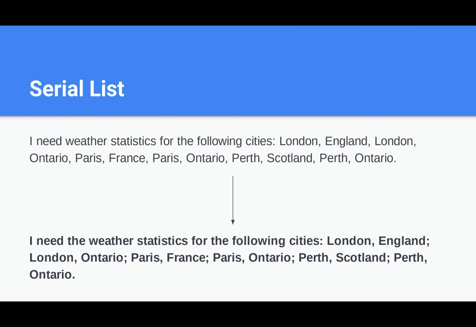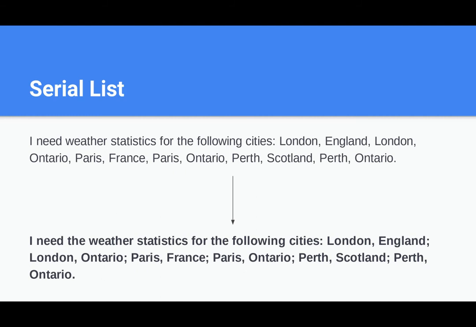So that's what the semicolons do. So if you look down here, I need the weather statistics for the following cities. Oh, and by the way, this example is considered grammatically incorrect because it's confusing when you read it. So if you look down here, I need the weather statistics for the following cities. London, England. We got London, comma, England, semicolon, London, Ontario, semicolon, Paris, France, semicolon, Paris, Ontario, semicolon, Perth, Scotland, semicolon, Perth, Ontario.